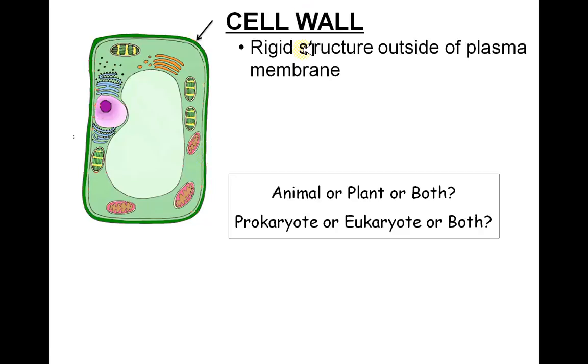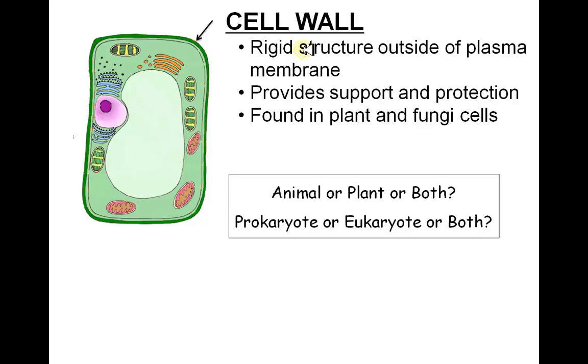Cell wall is a rigid structure outside of the plasma membrane, cell membrane. It provides support and protection. It's found in plant and fungi cells. And this is telling me that we've reached the end, and we're going to now figure out if it's an animal, a plant, or both, or if it's a prokaryote, a eukaryote, or both. Which one do you think it is? I think it's going to be a plant. And then it can actually be lots of different cells. It can be single-celled or multi-celled. It can be a prehistoric or prokaryotic cell, or it can be a eukaryotic, a more futuristic cell. So it is found in both prokaryotes and eukaryotes, as long as it's a plant.